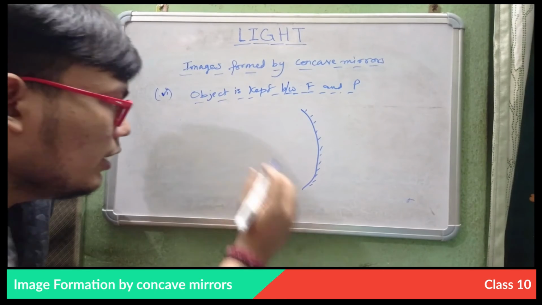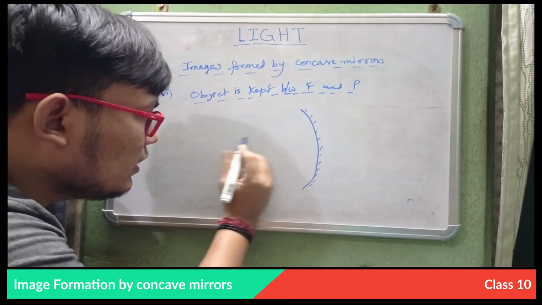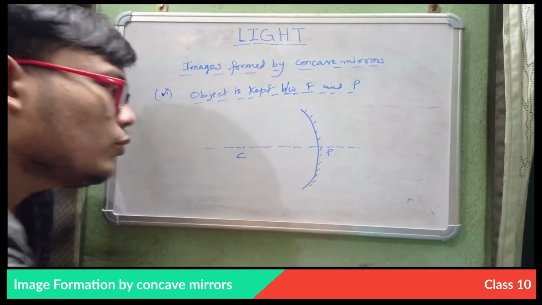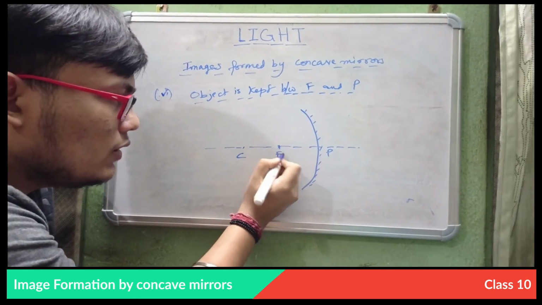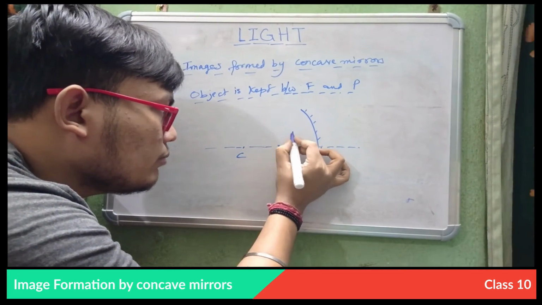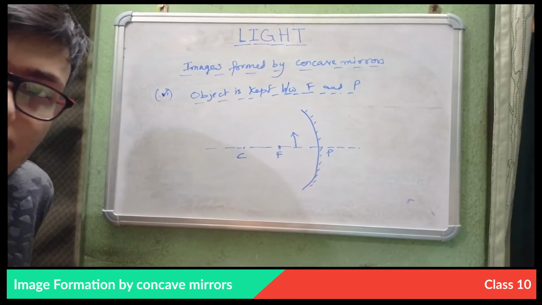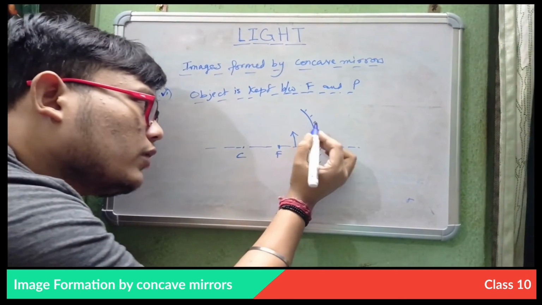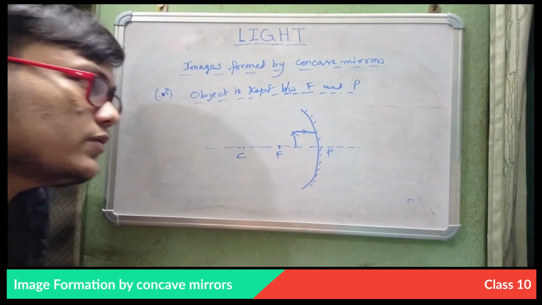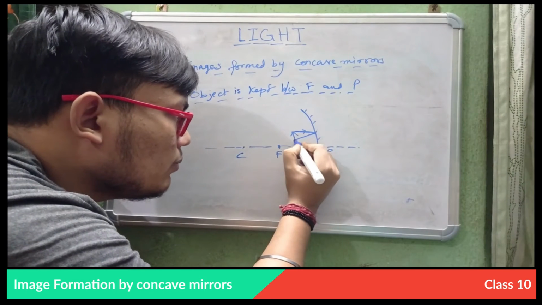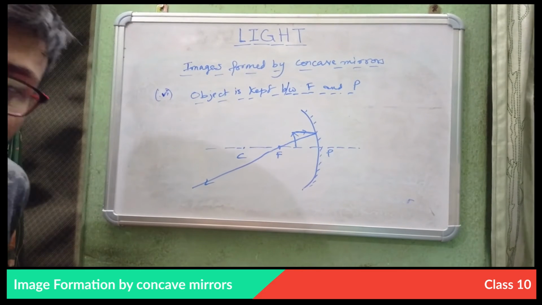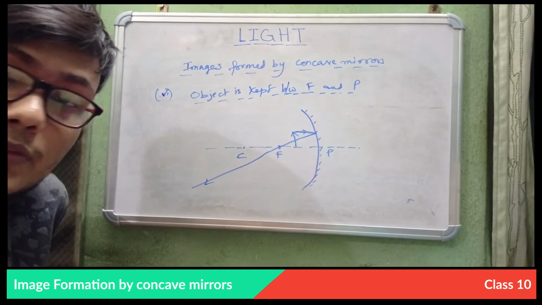If I draw the concave mirror, C is the center of curvature, P is the pole, F is the focus, and the object is kept somewhere around here. The first incident ray will pass parallel to the principal axis, and after reflection will pass through the focus, right?